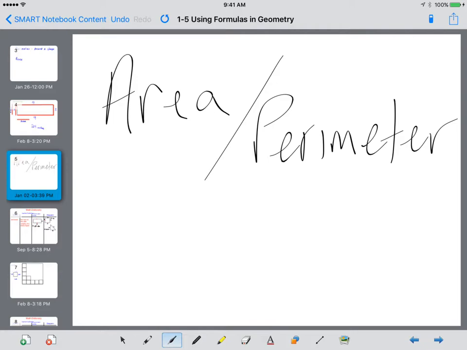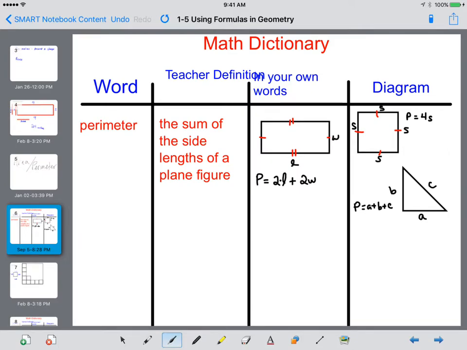Our first word we're going to dive into is perimeter. Perimeter is the sum of the side lengths of a plane figure. We have a rectangle, a square, and a triangle. Some shortcut ideas, but essentially perimeter just means you add up all the sides of a shape.